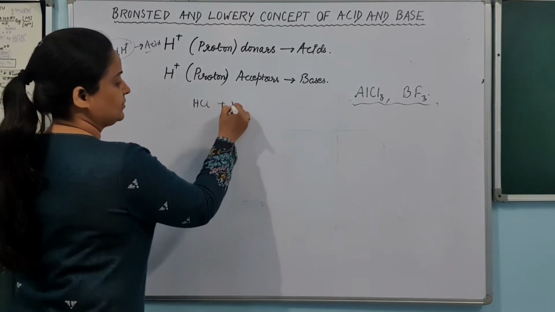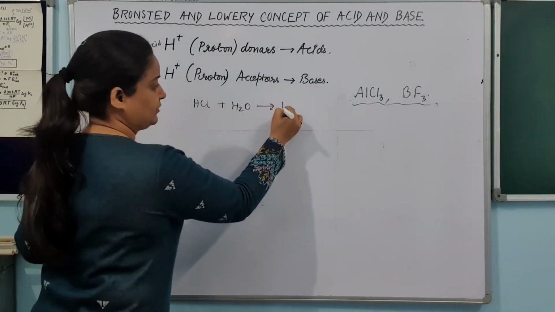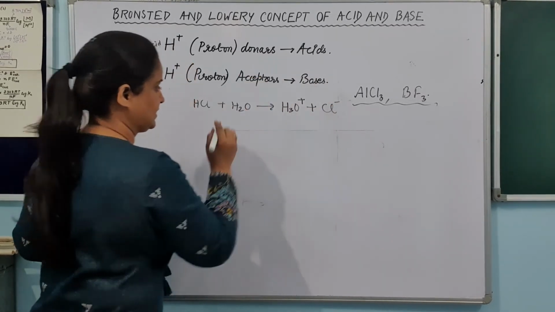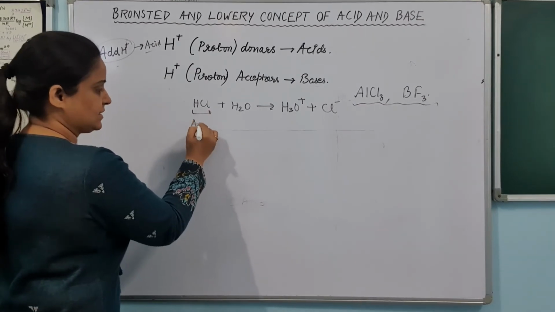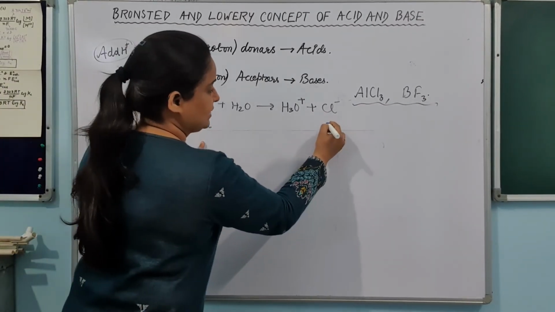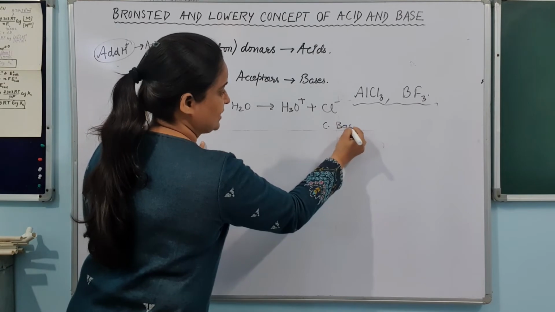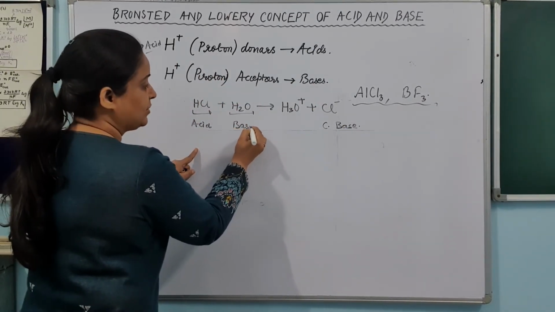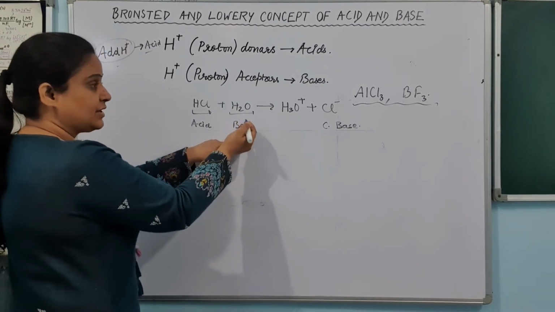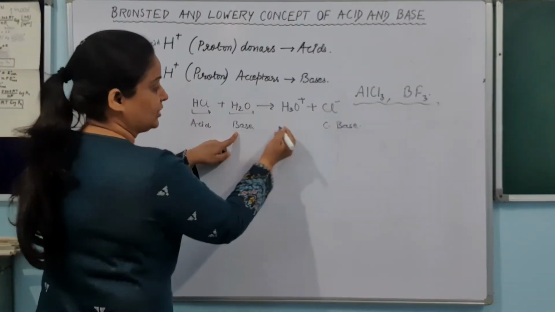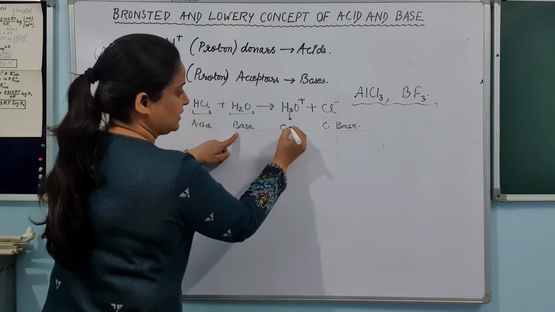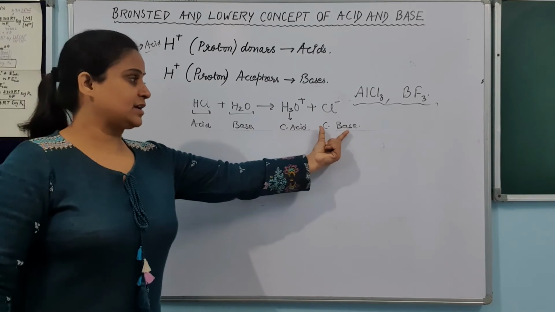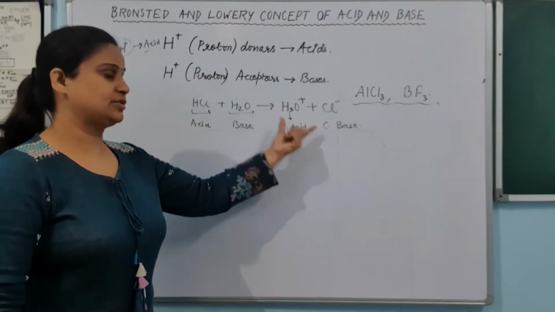if HCl reacts with water to give H3O plus and Cl minus, this HCl is an acid and this Cl minus is its conjugate base. Now this water is a base. Why? Because it is going to gain the proton. So this is the conjugate acid of water. So this is acid, its conjugate base; this is base, its conjugate acid.